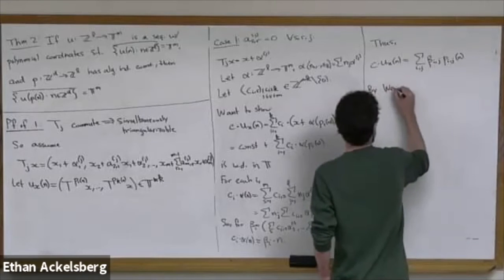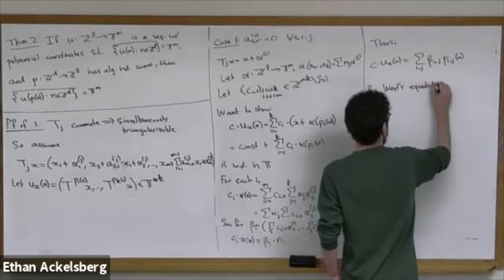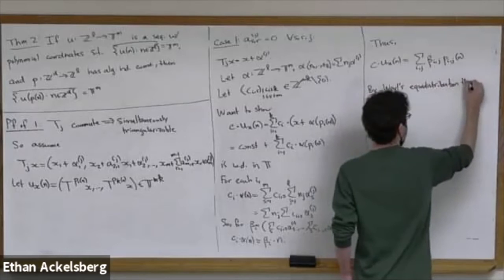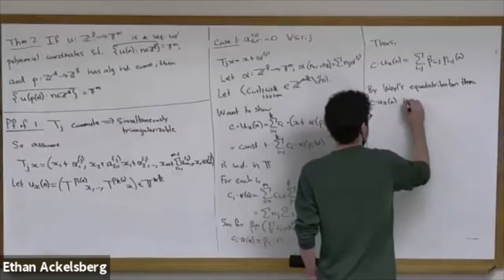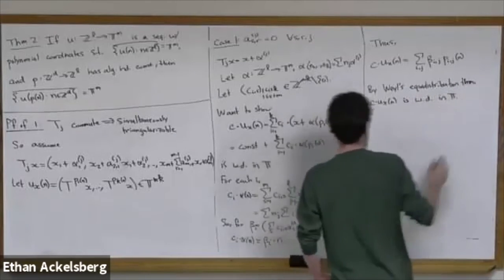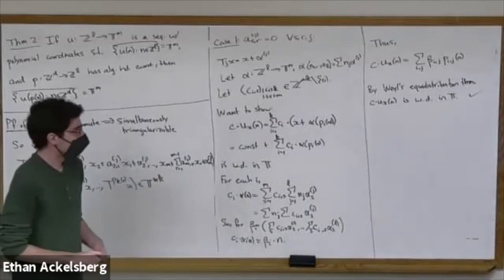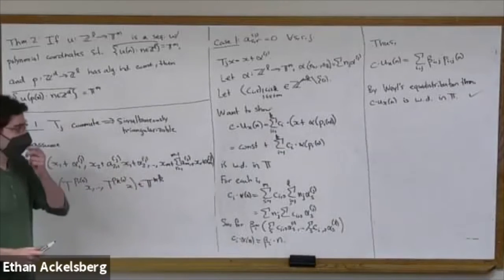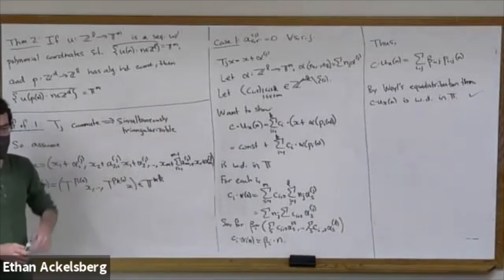So by Weyl's equidistribution theorem, C dot Ux of n is well distributed in the one-torus. And that completes the first one. So as I said, I skipped a few details, but ergodicity is what's going to allow you to get some irrational number appearing.